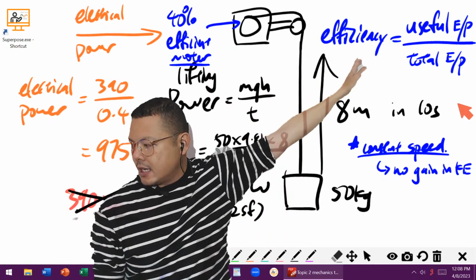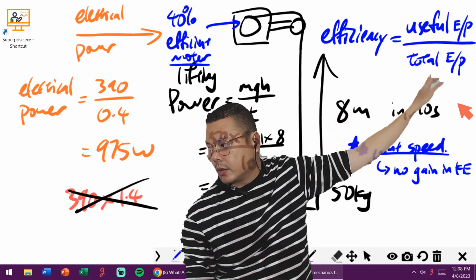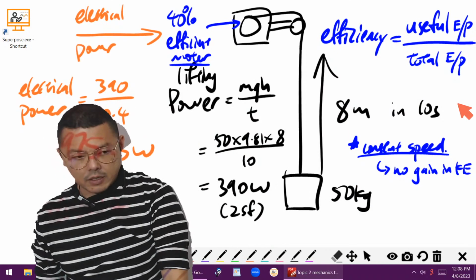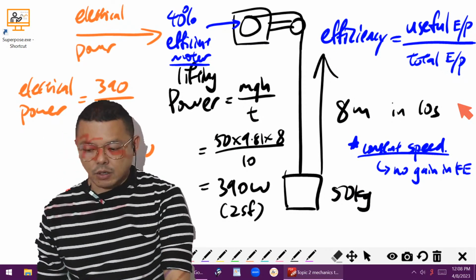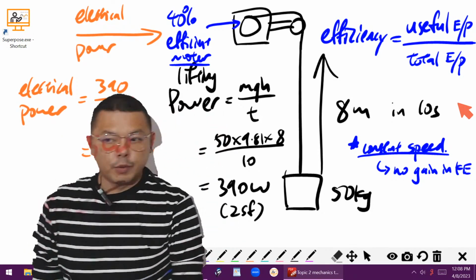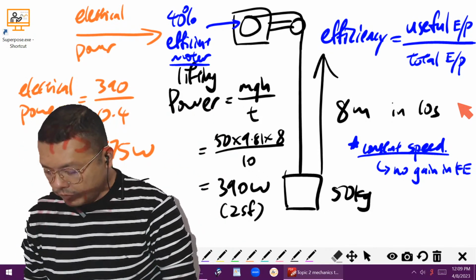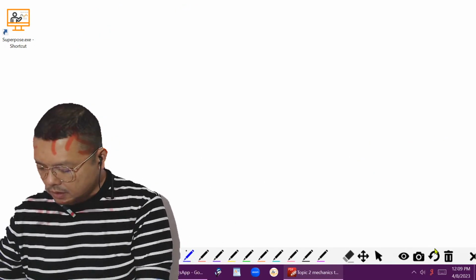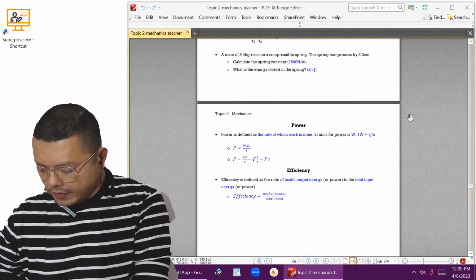So efficiency is based on useful energy only. Useful over total. Lock it in your head. Useful over total. Don't go and say total input and output. That's completely wrong. We good? Moving on. Okay, so that will be for efficiency.